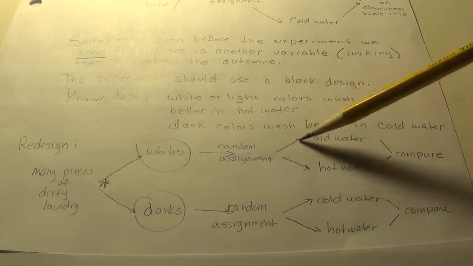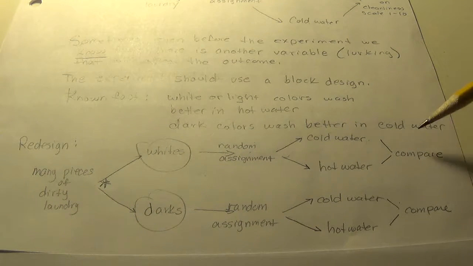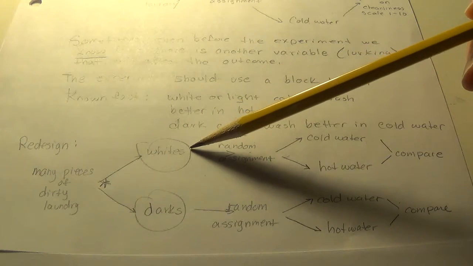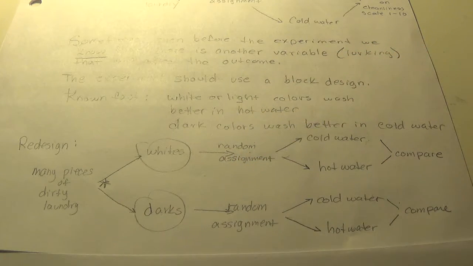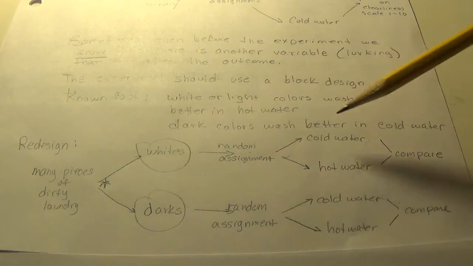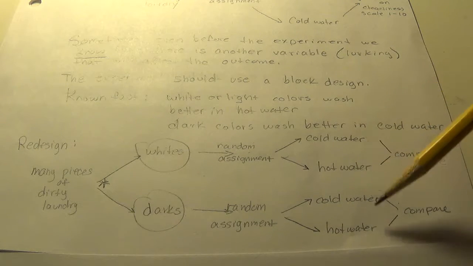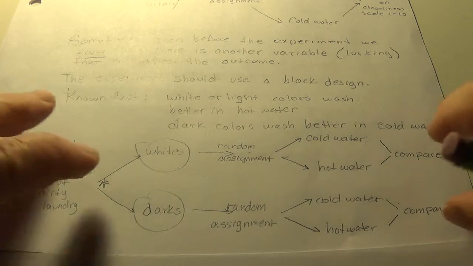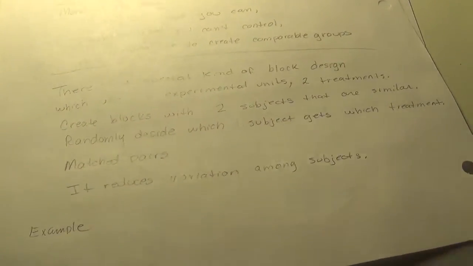We can only block for what we expect. So we're not sure what the results will be. But because we know from many exposures to this situation that whites do better in hot and darks do better in cold, when we look at these we're going to compare the whites with the whites and the darks with the darks, so that we have removed the variable of color from this experiment. It's called blocking. So let's do a definition then of blocking.